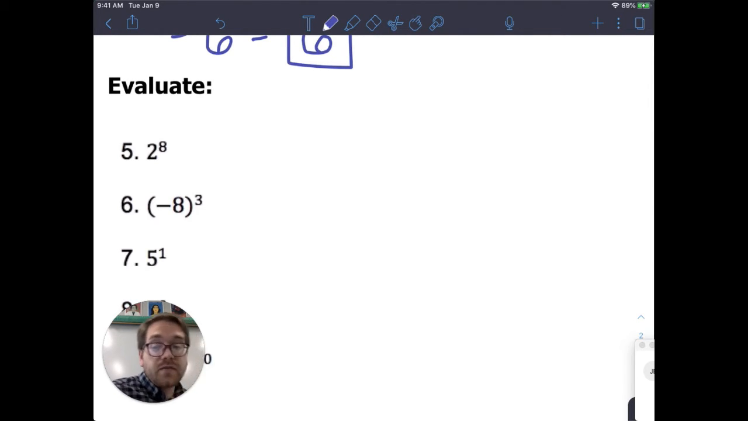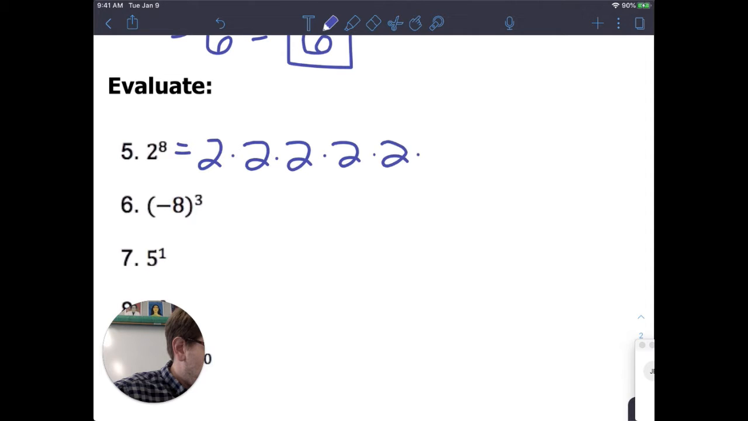So like on this first one, number 5, 2 to the 8th power. As we said, you probably don't write this out, but I'm just going to show you. 2 to the 8th power is 2 times 2 times 2 times 2 times 2 times 2 times 2 times 2. 1, 2, 3, 4, 5, 6, 7, 8. So that's what 2 to the 8th power is: 2 multiplied 8 times, all those 2's multiplied together.